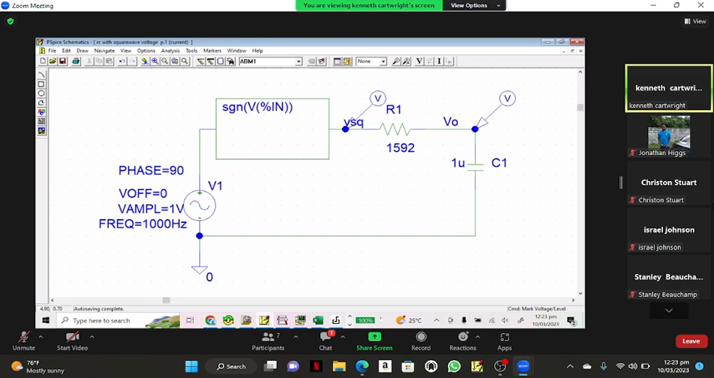I would advise you to go back and look at Fourier series. A square wave has odd harmonics. The fundamental is 1,000. Therefore, you'll have 3,000, 5,000, 7,000, 9,000, 11,000, 13,000, all the way up to infinity.